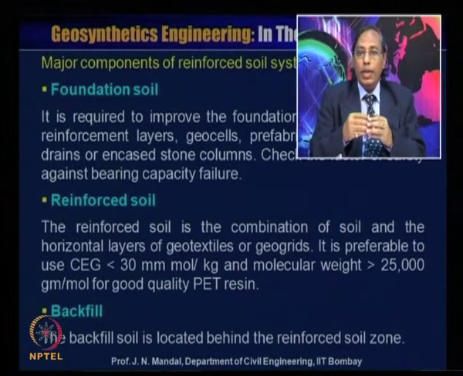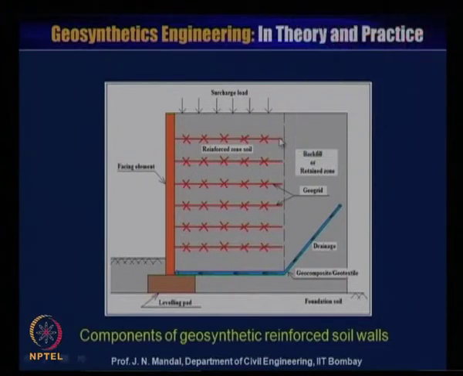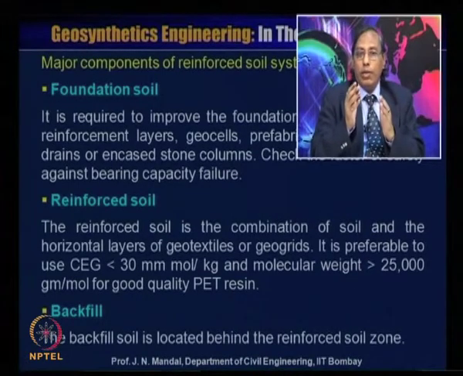The reinforced soil is the combination of soil and horizontal layers of geotextile or geogrid. It is preferable to use CEG less than 30 millimole per kg, and molecular weight should be greater than 25,000 gram per mole for good quality PET resin. When you talk about the reinforced soil, this is the reinforced soil zone where you are using the soil and the geogrid material. So you should know exactly what kind of geogrid it is.